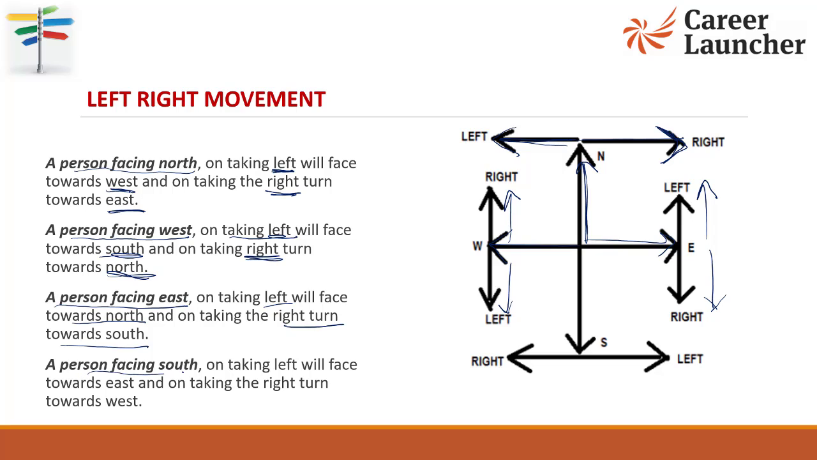A person facing south, left will take towards east and right will take towards west. So left is towards east and right is towards west. Remember, north and south have exactly opposite left and right turns, and similarly east and west have exactly opposite left and right turns. And this is something you need to take extremely good care of, the left and the right turns.